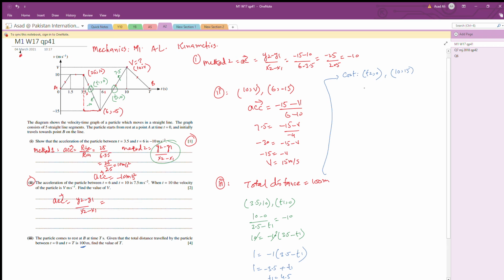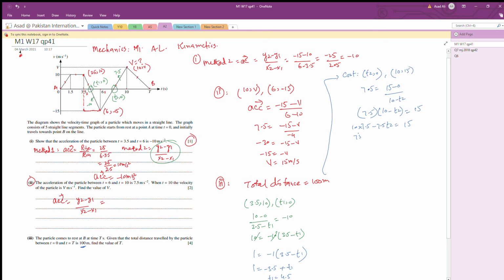and 15). So the acceleration here is basically 7.5. We are given the acceleration 7.5. So 15 minus 0 over 10 minus t2 is 7.5. So 7.5 into (10 minus t2) is equal to 15. Sorry, this is 7.5 into 10, which is equal to 15.